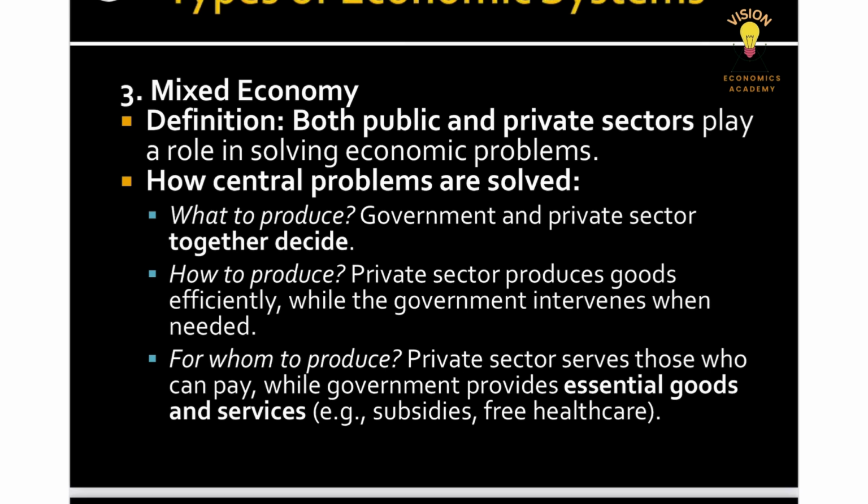Government and private sector both decide what to produce. The private sector produces goods efficiently while the government intervenes whenever it's needed. So both of them play a crucial role and work complementing each other. Government and private both determine what to produce and how to produce. Private also produces, government also produces, and the government intervenes whenever it's necessary.